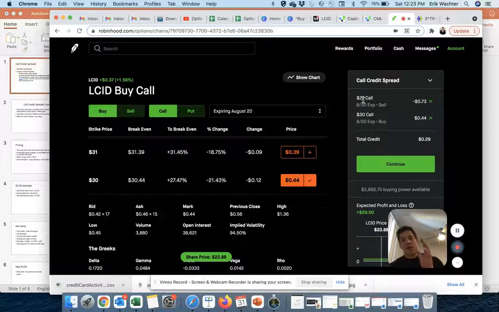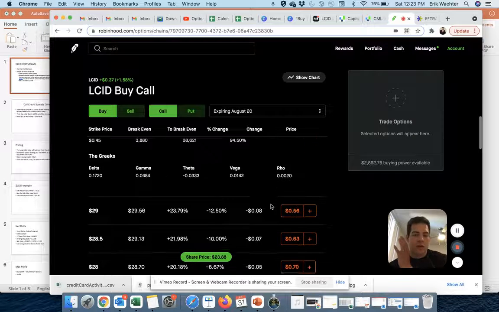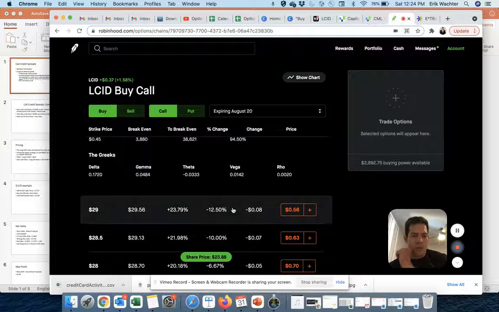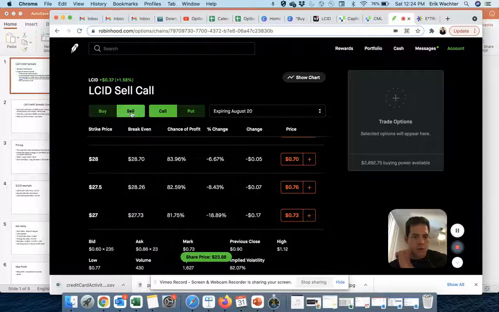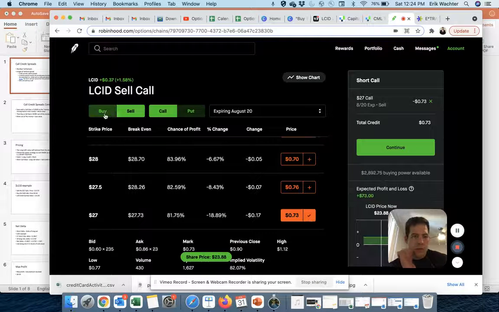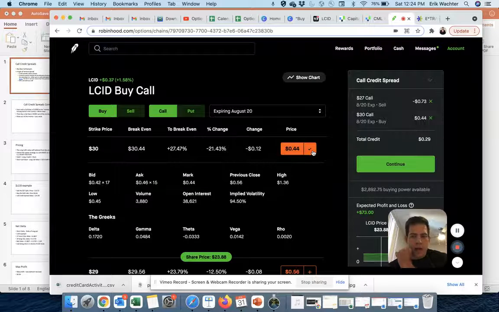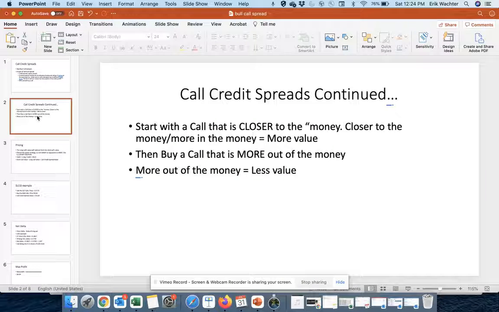If the stock price is at 24, that makes the $27 call closer to the money, and it has more value. It is 73 versus 44. I just deleted those accidentally, so now that I showed you that example, let me reselect those. Selling the call at 27, and then we're buying the 30. You can see that 73 has more value than 44, even though it's negative. It's negative because we're short. So we explained that.